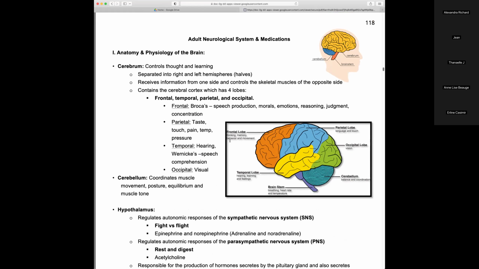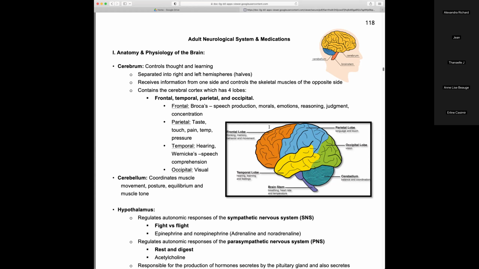Adult neuro starts on page 118. So it begins with just a basic review of the anatomy, okay? The anatomy and physiology of the brain. So you have three major parts. You have the cerebrum, the cerebellum, and the brainstem.